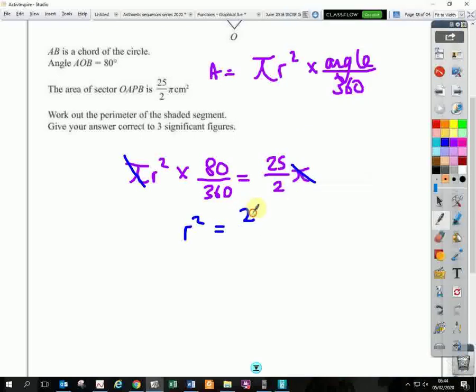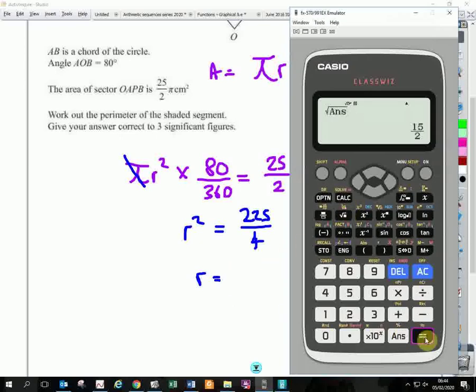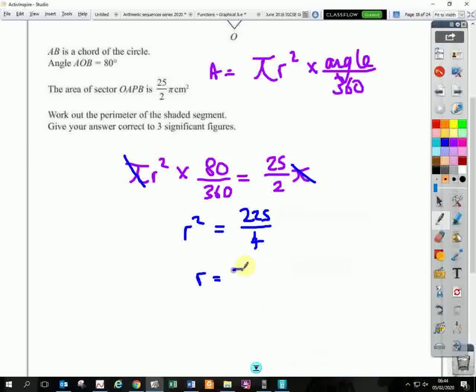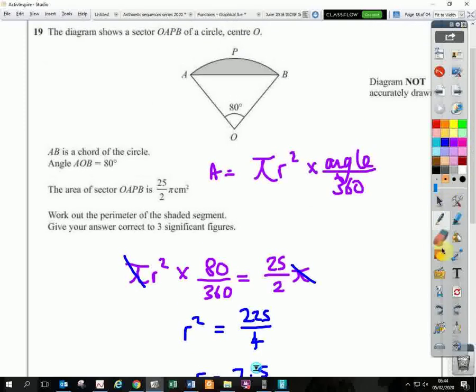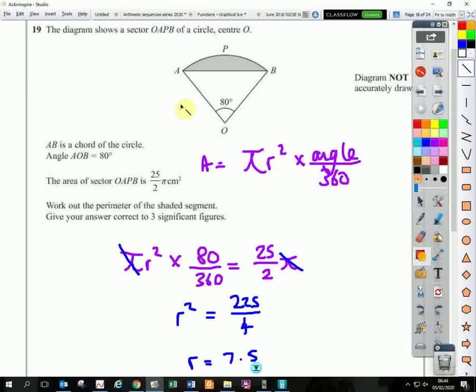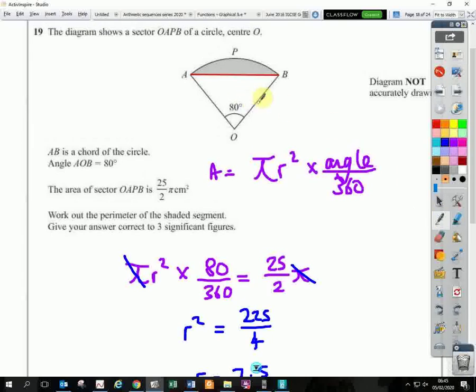R squared is equal to 225 over 4, and that means r is the square root of that, the positive square root of that, of course. That's 15 over 2, it's 7.5. So I've worked out what r is so far. Now, to work out the perimeter of the shaded segment, that's two parts. We have the line AB, the straight line AB, and then there's the curved bit at the top, APB. So all I know now is the radius of the circle is 7.5.